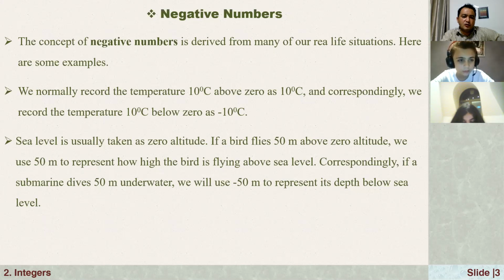The second paragraph, we normally record the temperature 10 degrees Celsius above zero as 10 degrees Celsius, right? And correspondingly, we record the temperature 10 degrees Celsius below zero as minus 10 degrees Celsius. Salim, read the last paragraph.